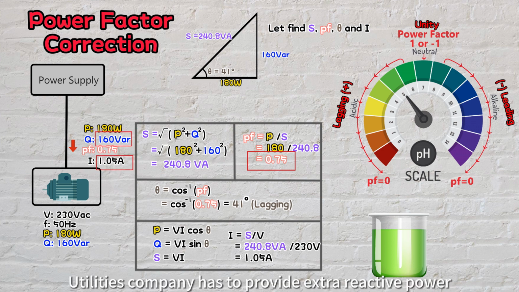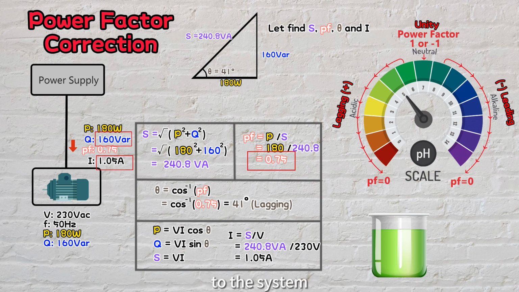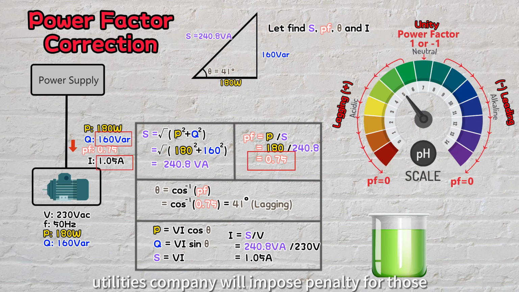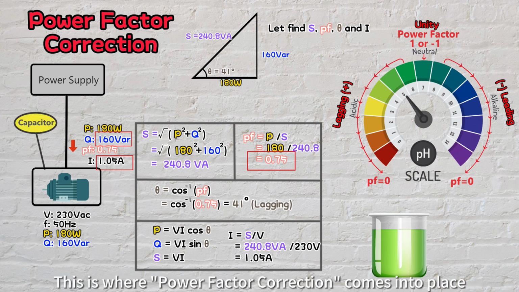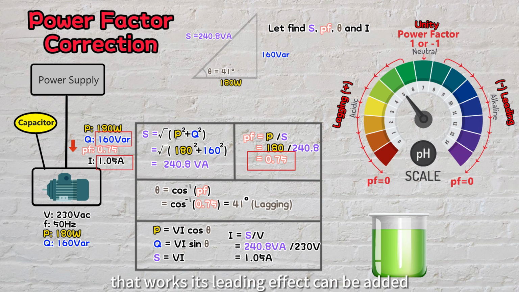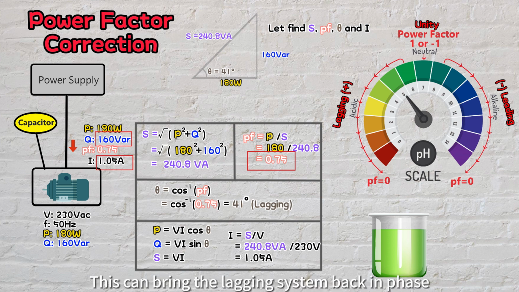The utilities company has to provide extra reactive power to the system. However, there's a boundary set to prevent an overflow of reactive power, otherwise the utilities company will impose a penalty for those crossing this limit. This is where power factor correction comes into place. An extra capacitor that works its leading effect can be added, balancing out the reactive power. This can bring the lagging system back in phase, ramping up the power factor.